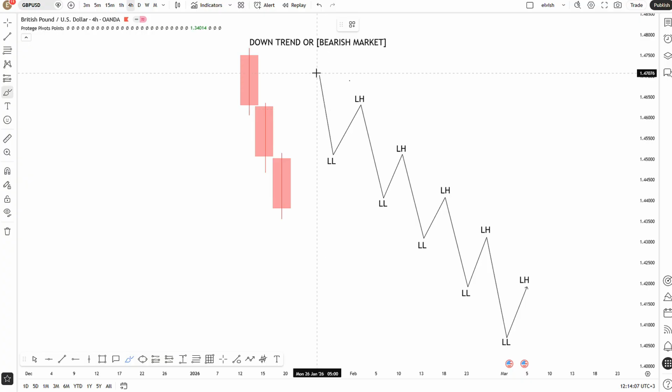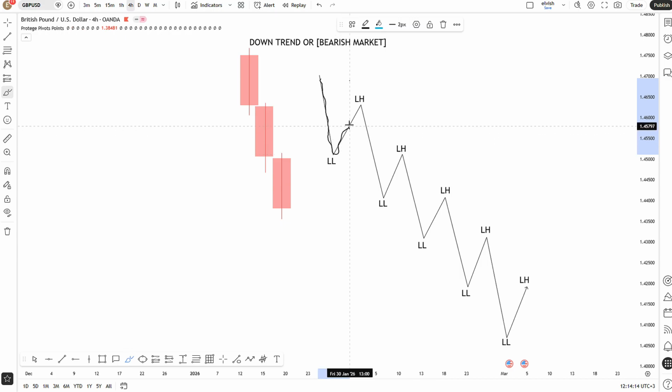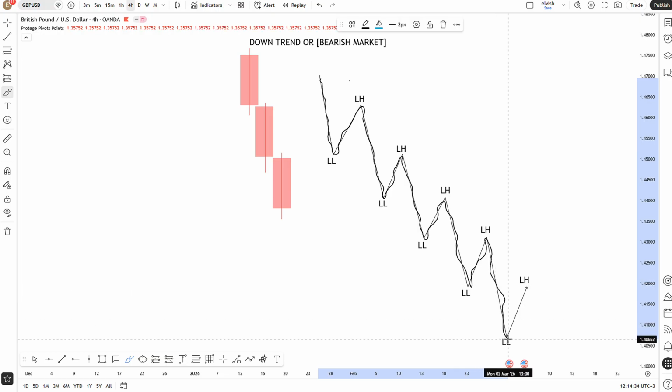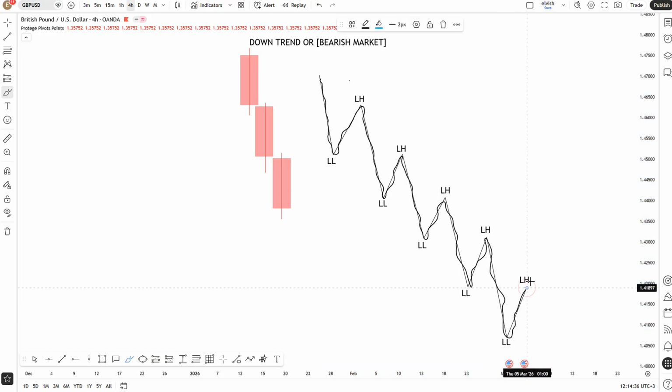So this is the push phase, okay? And then this is the pullback, okay? Push phase, because the market will never move straight. And then this is the pullback. This is the push phase. Then this is the pullback. Push phase, then pullback. Push phase, pullback. So that's how easy it is to identify this using your eyes.